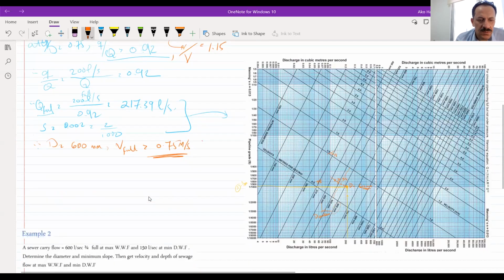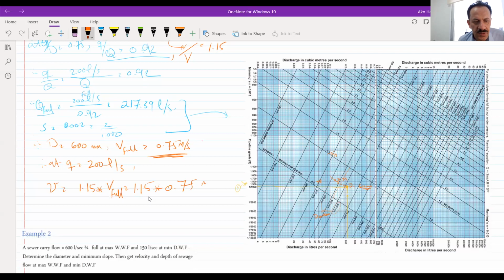What that means is that at small q, which is equal to 200 liters per second, the velocity is equal to 1.15 times the V full, which is 1.15 times 0.75 meter per second. And this will be how much? 0.86 meter per second. Very good.